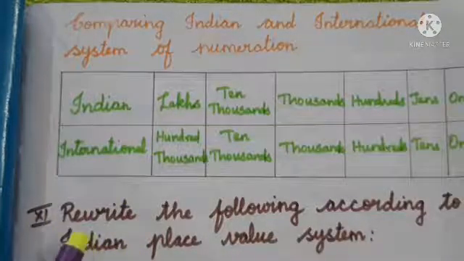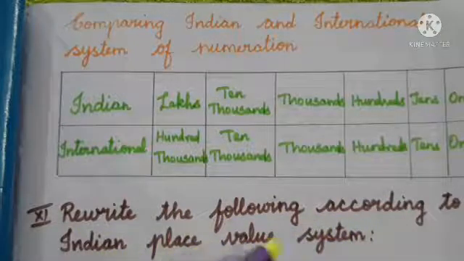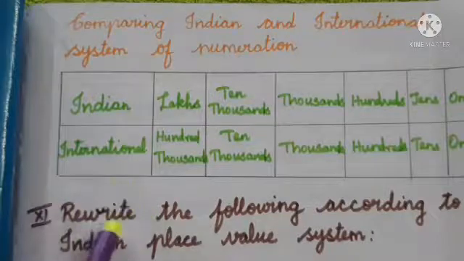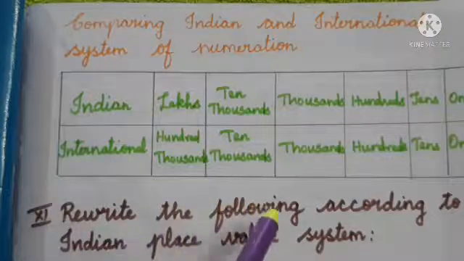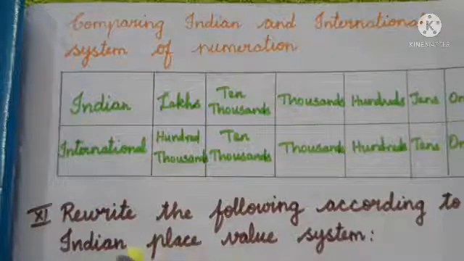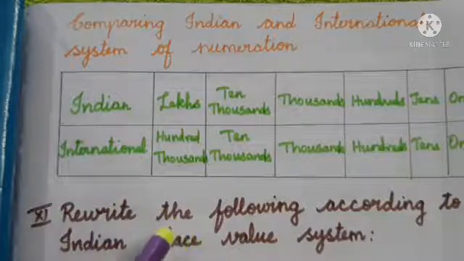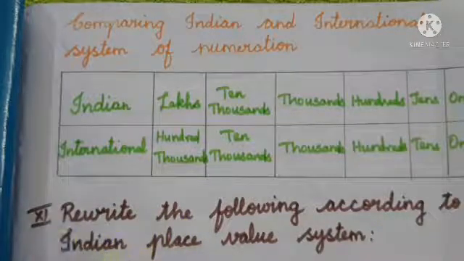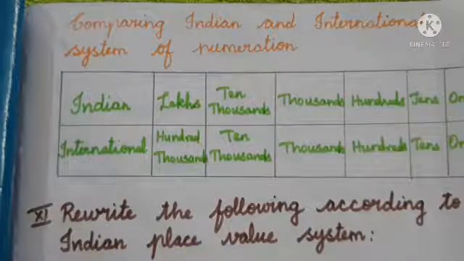Listen. Rewrite the following according to the Indian place value system. We are going to rewrite it. They will give some numbers, and we have to rewrite the numbers according to the Indian place value. So from reading this we can understand they will give the international system of place values, and we want to rewrite in the Indian place value system. So look at the first question.